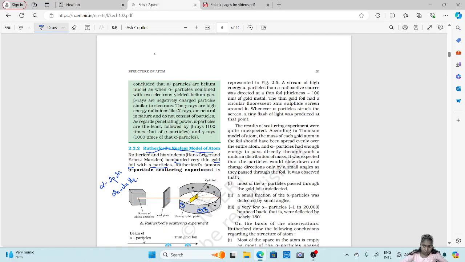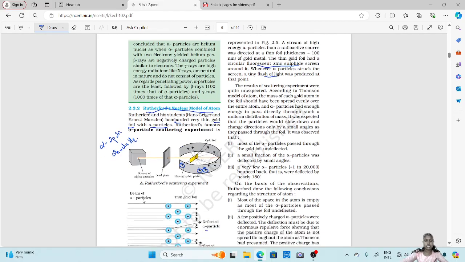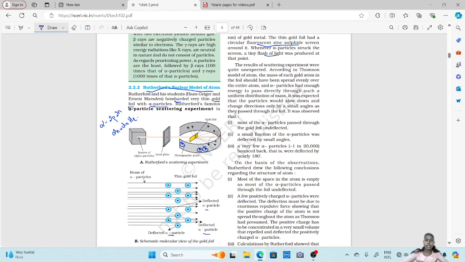So this photographic plate, it is the zinc sulfide plate, okay? It is the fluorescent zinc sulfide. When alpha particles struck the screen, a tiny flash of light was produced at the point. So whenever the alpha particle strikes the zinc sulfide foil, a flash of light appears. That is the indication that the alpha particles have reached the end. So the results of scattering experiment were quite unexpected.